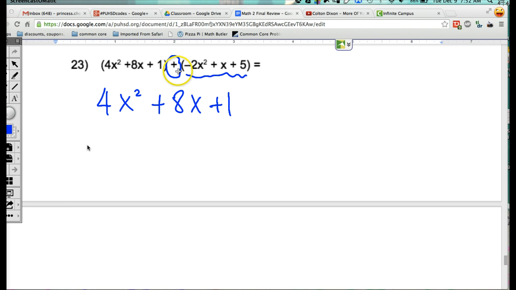Now if this was a negative though, if we have to subtract this from that, what do we have to do before we open up the parentheses? Of course, we have to distribute the negative to everything in the back, right? So there you go. I'm going to do that.